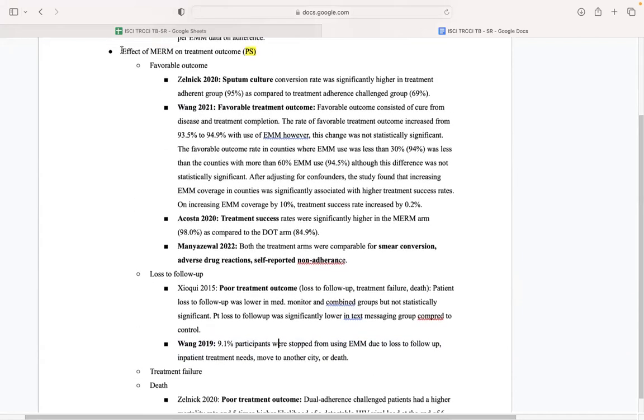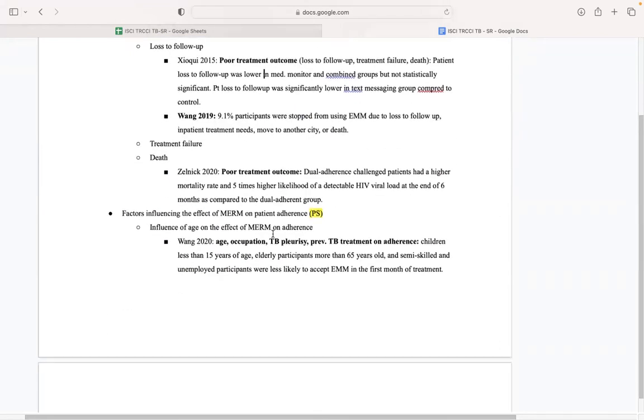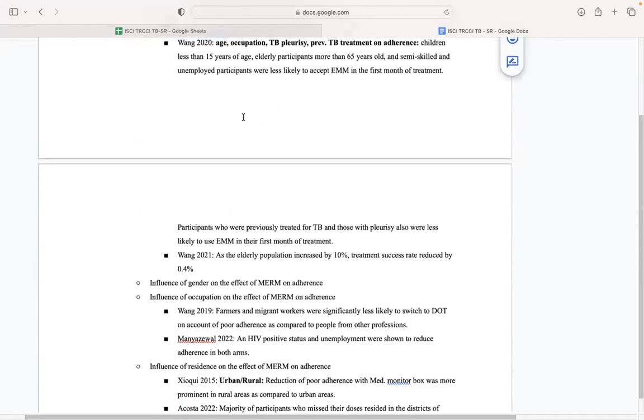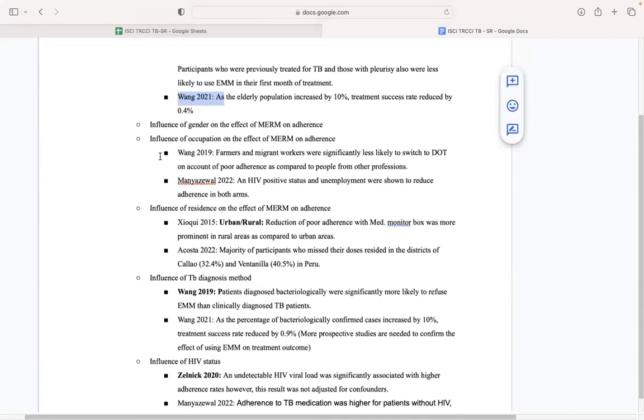So the heading is discussion, the subheading is effect of MERM on treatment outcome, and under it one subheading is favorable outcome. Another subheading is loss to follow-up. And under loss to follow-up, I've added this finding of our study. Oh, sorry, this is our study. This is another study with similar outcome. Now coming to factors influencing the effect of MERM. First one is age. Our study did not talk about age, so I have added information from other studies, Wang 2020, Wang 2021.